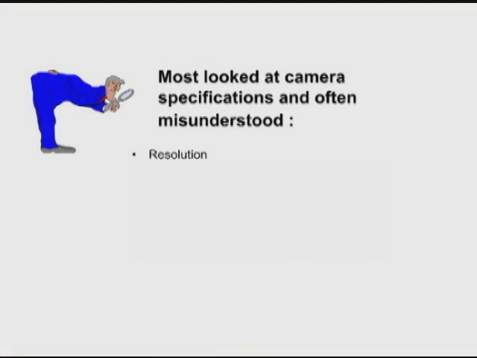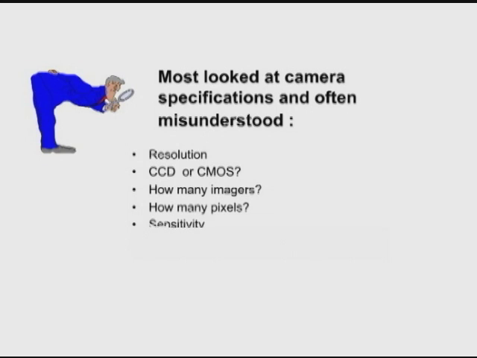We ask about what is the resolution of the camera. Are you using CCD, CMOS? Is it 3 CCD? Is it a 3-chip camera? How many images do you have? How many pixels do you have? What's the sensitivity of this camera? Does it have a good dynamic range? What is the dynamic range? So how significant are these numbers?